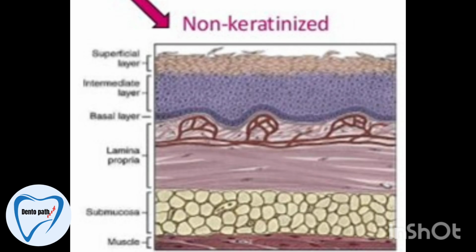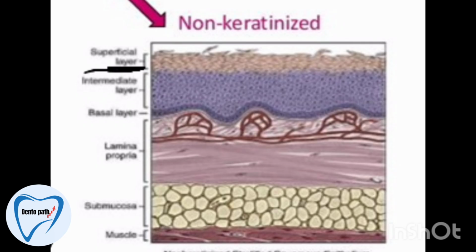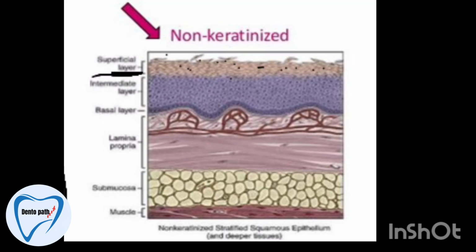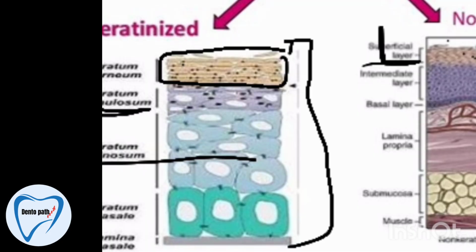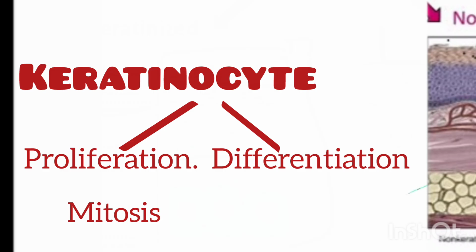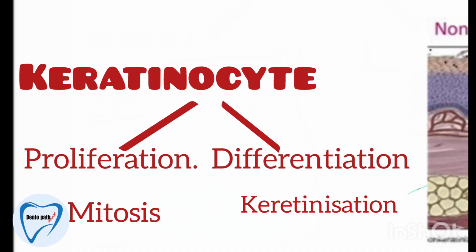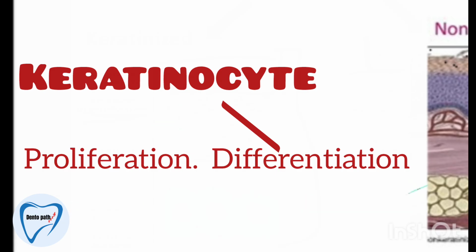And this is non-keratinized, in which in the superficial layer neither a stratum granulosum nor a stratum corneum is present, and the superficial cells have visible nuclei. It does not have those two layers, granulosum and corneum. It is non-keratinized epithelium. The major cell type in the gingival epithelium is known as the keratinocyte. The keratinocyte undergoes proliferation, which takes place by mitosis in the basal layer. It does proliferation along with differentiation, involving keratinization, according to which keratin is formed.